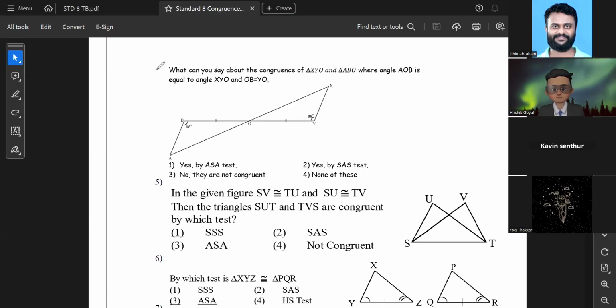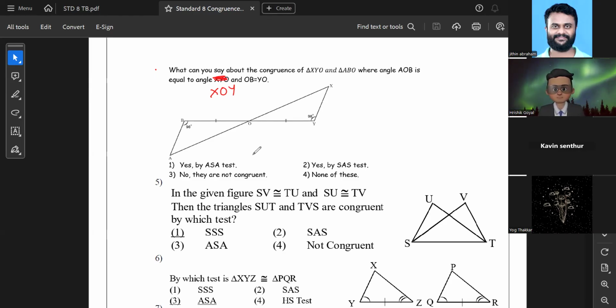Next one. What can you say about the congruence of XYO and ABO, where angle AOB is equal to XYO? ASA test. Yes, first option, ASA. Actually, here there is a printing mistake. It should have been XOY. So then it will not be congruent.